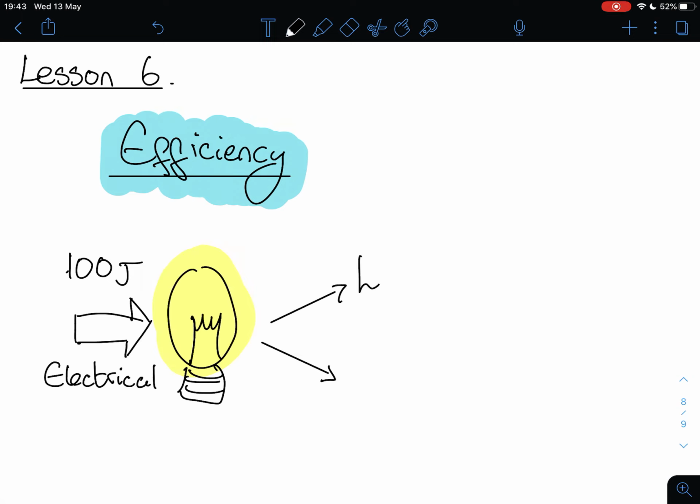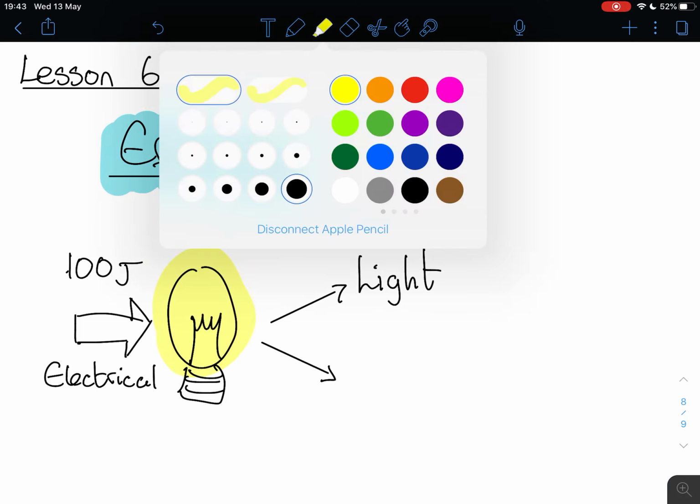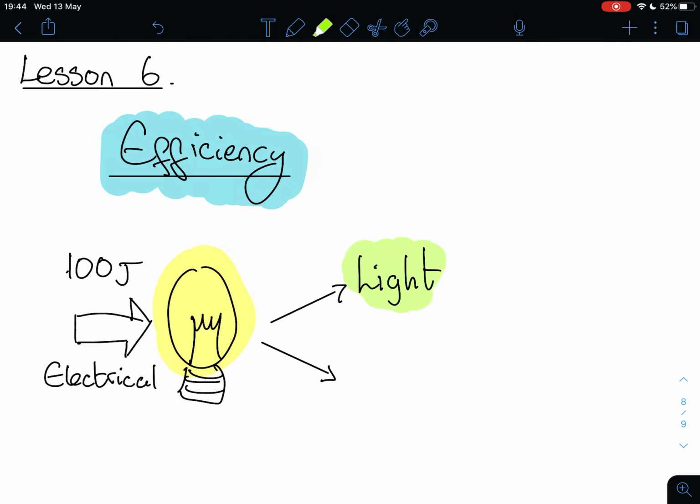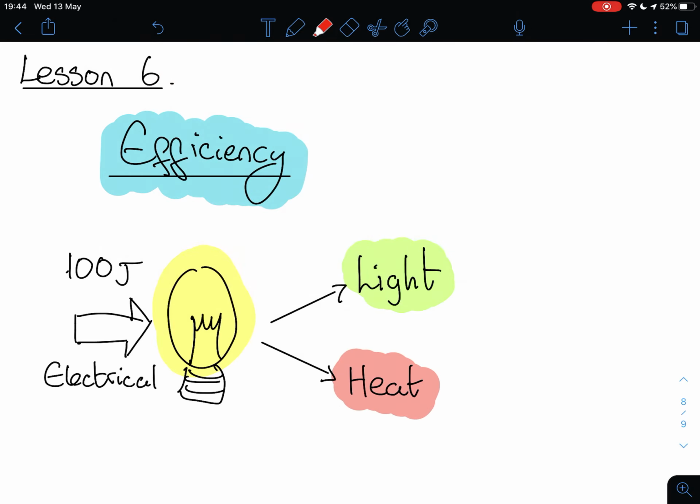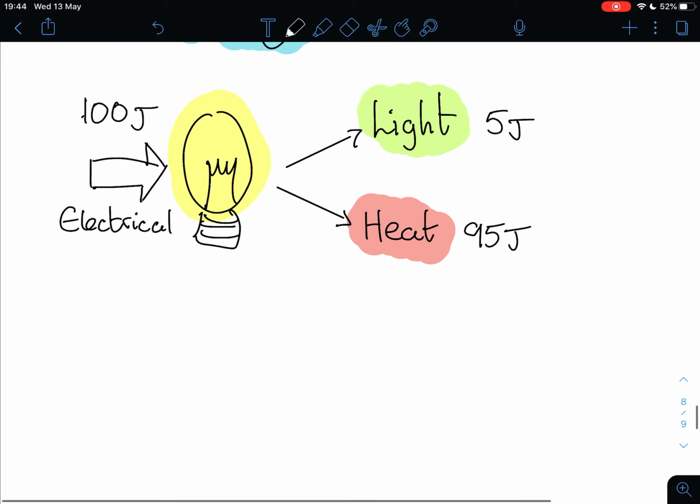And we're going to say light. I'm going to highlight it in green. Green for good. It's why you built a light bulb. And then we're going to get loads of heat. Heat, I'm going to put in red. Red for bad. It's why you didn't build a light bulb there. You know, you get it, you don't want it. And the typical numbers genuinely were about 5 joules would come out as light, so the remaining 95 joules would be heat. And from that, we can calculate the efficiency.